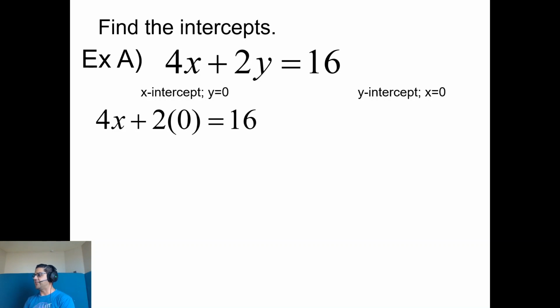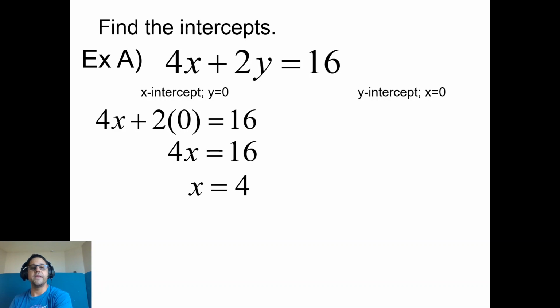Now the great news about the 0 is, well, it really just disappears, right? Because 2 times 0 is 0. So now I have a simple equation that I need you to solve. Most of you can just look at it. But again, the proper solving is to divide by 4. And then you get x equals 4. Now remember, we don't stop there. We want an actual ordered pair.